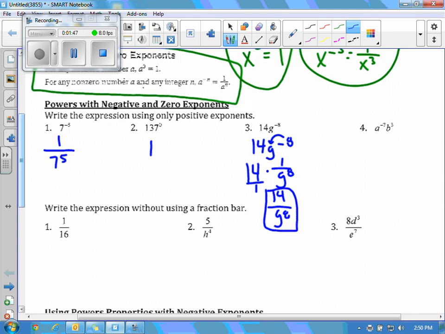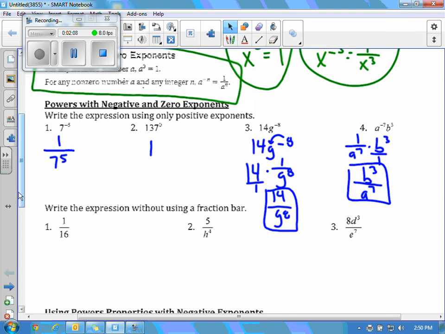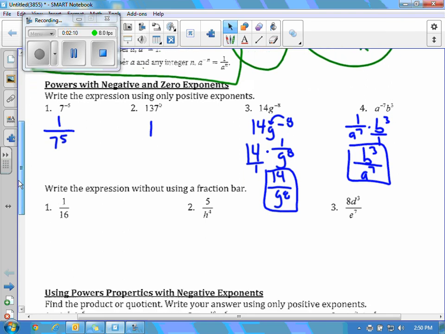For number 4, we have a to the negative 7th and b to the positive third. So a to the negative 7th, we're going to rewrite as 1 over a to the positive 7th, and we have times b to the third. Now if I actually multiply that, it means that it's b to the third over a to the 7th, and then I'm done there.